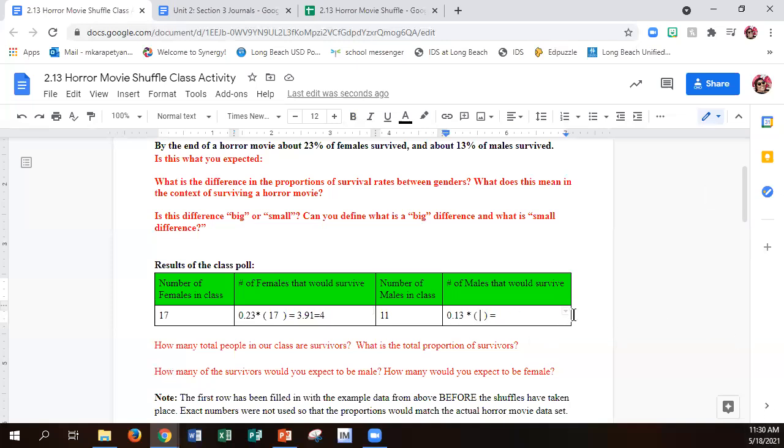Okay, so for males, you said 0.13 times 11 is what? 1.43. So we're going to round that to 2. We're going to say 2 males survive. Okay. So you're like, okay, great, Ms. K, this is wonderful, but what are we going to do?